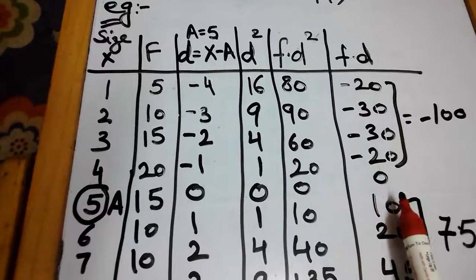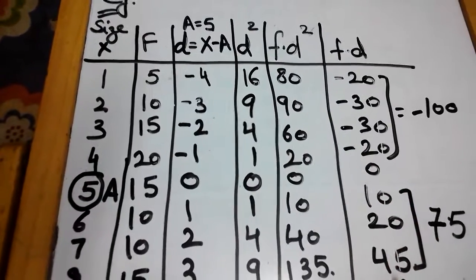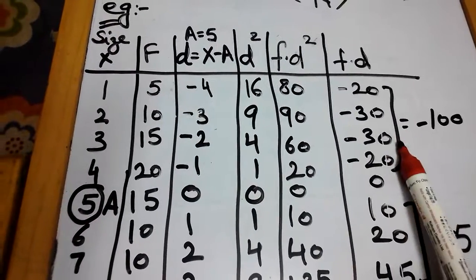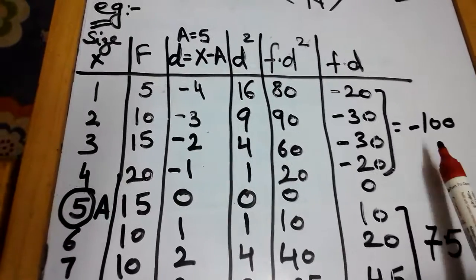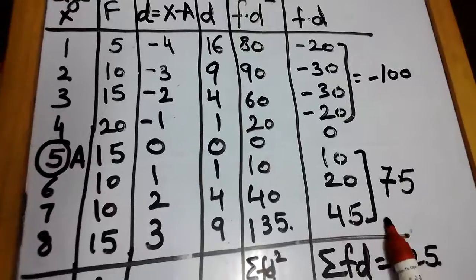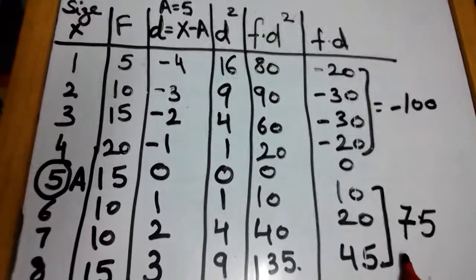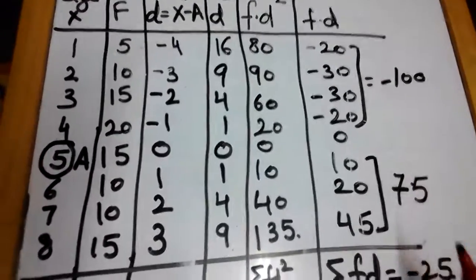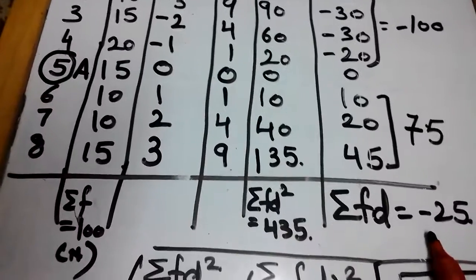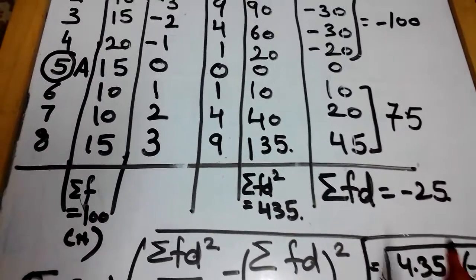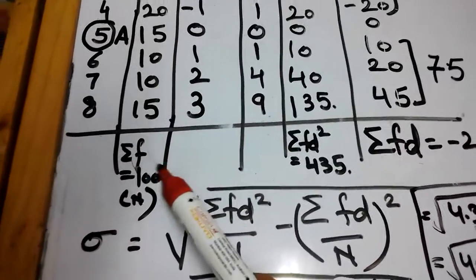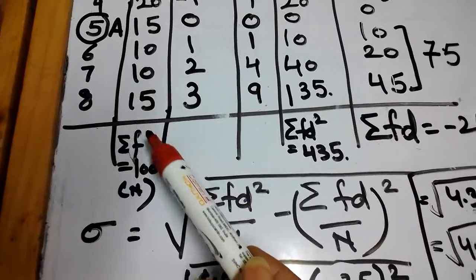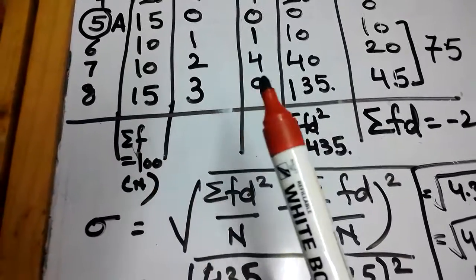So I have some negative values and some positive values. First I'll be adding up the negative values. By adding negative values I get minus 100, and by adding the positive values I get 75. Now solving them I get minus 25 as my answer. Okay, so this is summation f d. Now I have all the values. From here I get summation f also, that means the total of frequency, which is called n.